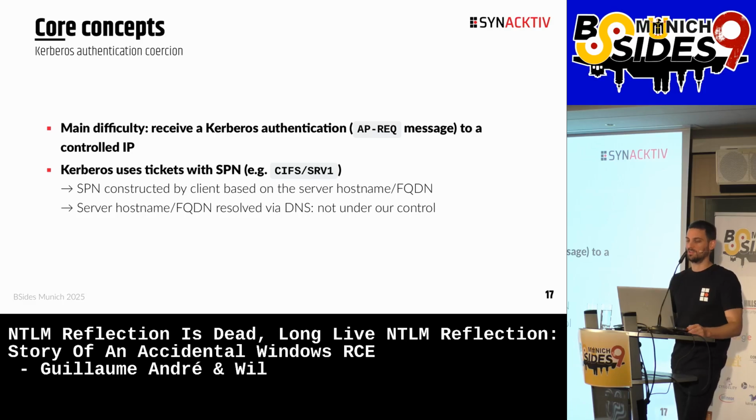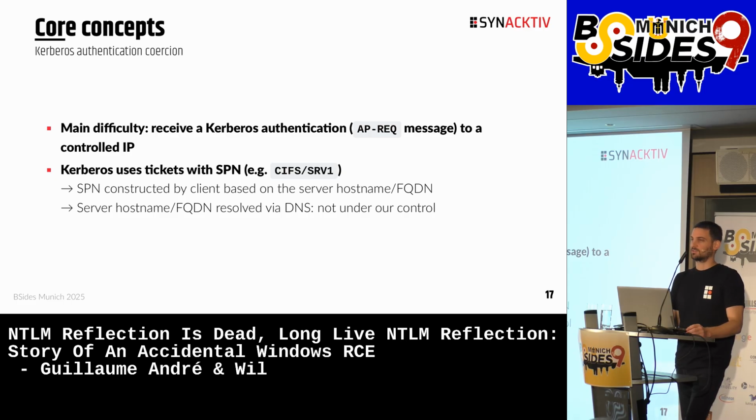The last concept will be Kerberos authentication coercion. We know that NTLM relay is quite easy to perform, but for Kerberos it's more complicated. There are more requirements. The main difficulty is to receive the authentication blob, the Kerberos authentication, which stands for an AP-REQ message.